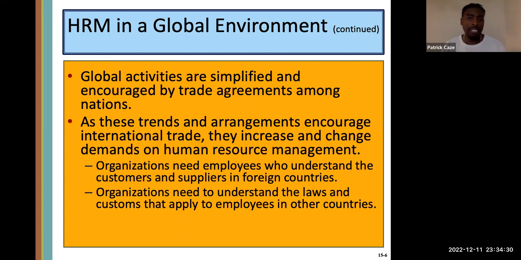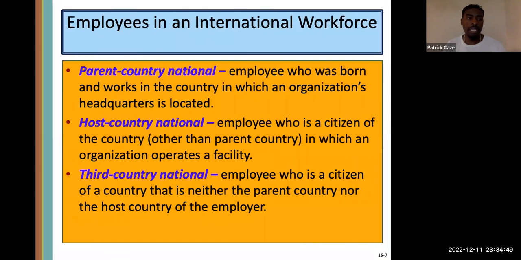Okay. Global activities are simplified and encouraged by trade agreements among nations. And these trends and arrangements encourage international trade, increasing and changing the demands of HRM. Organizations need employees to understand the customers and suppliers in foreign countries. Organizations need to understand the laws and customs that apply to employees in other countries, right? So we have to understand the customs, the values, the morals of the country we're in, right? Same thing we've been preaching for the past 7 weeks. You want to act global, but think local, okay? Act global, but think local.